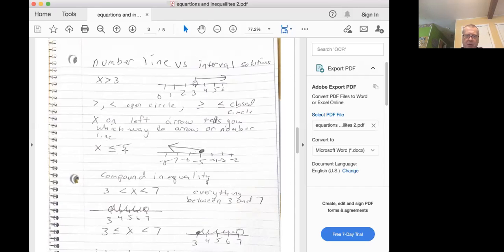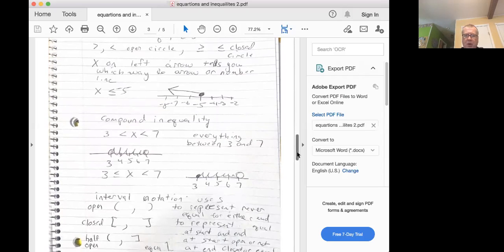Now, what happens if x was over here on the right? Well, then we would do the opposite direction as the inequality points to. Okay, we also have what's called compound inequalities, when we have two inequalities in one problem. In this case, it says 3 is less than x is less than 7. So that means x has to be greater than 3, but x also has to be less than 7. So it has to be between 3 and 7.